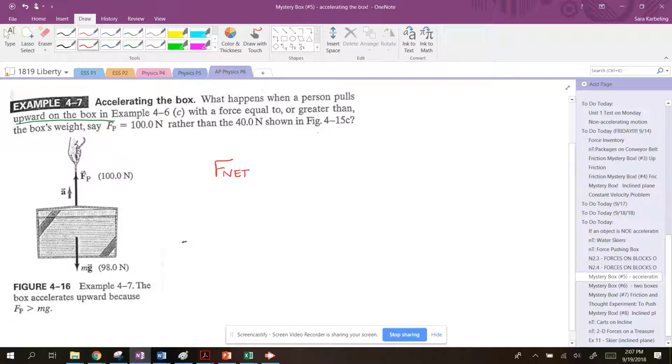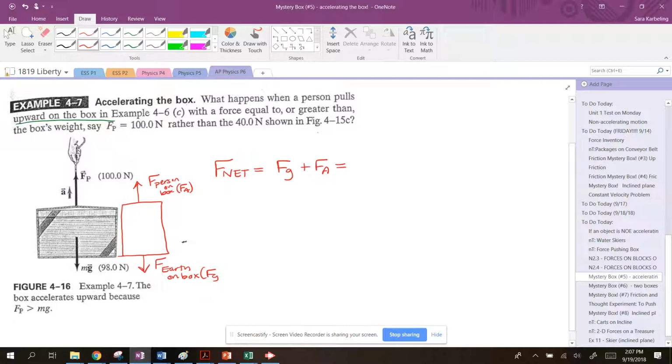Give it a shot. I'm going to get you started here. F-net. These are not labeled very well, so I'm going to draw my own arrows. That's the force of the earth on the box, FG. That's the force of the person on the box, FA. So I've got an FG pulling down and an FA pulling up.